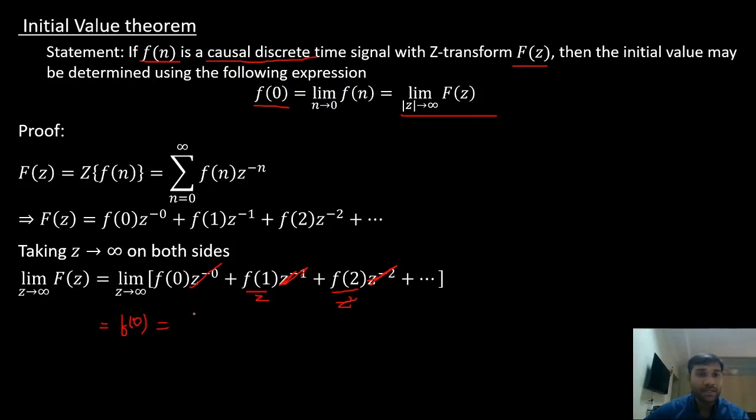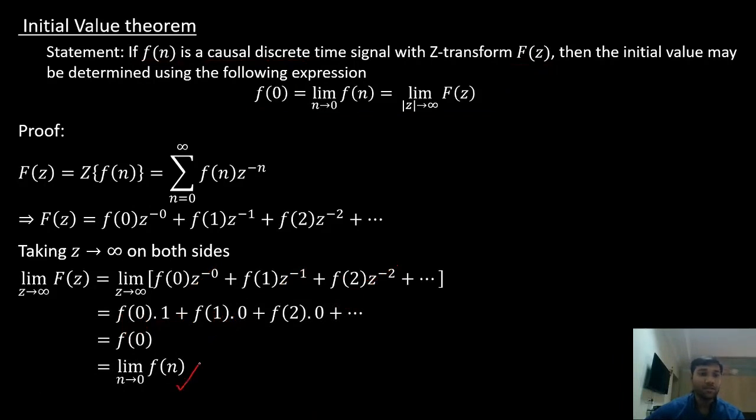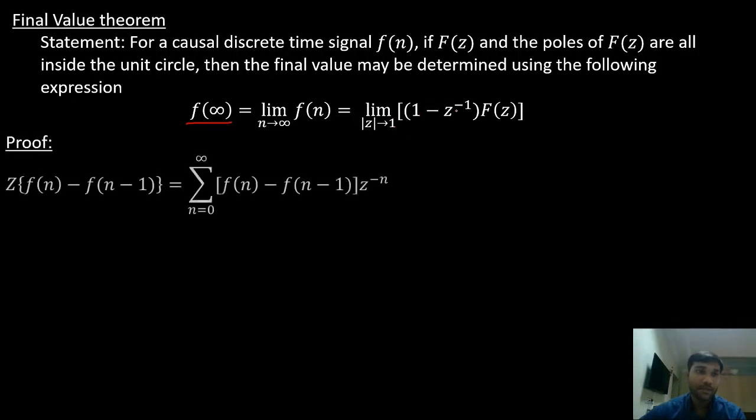So F of 0 I can write as limit n tends to 0 F of n. That is how I can prove the initial value theorem. Initial value theorem is nothing but F of 0 equals limit mod z tends to infinity F of z. Similarly, we have the final value theorem, that is F of infinity equals limit mod z tends to 1, 1 minus z inverse multiplied with F of z.